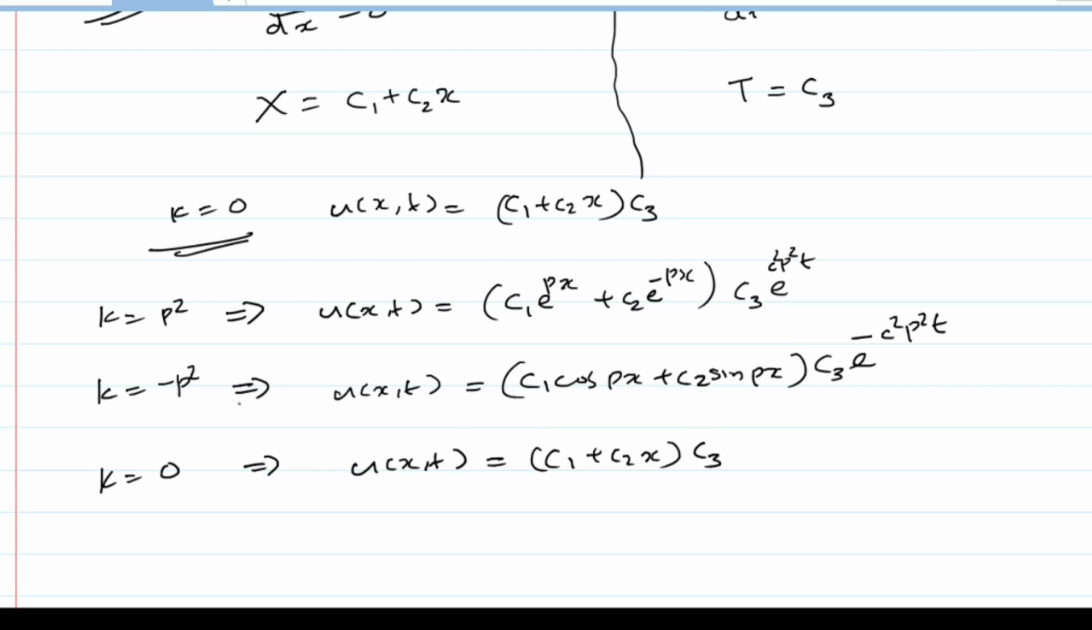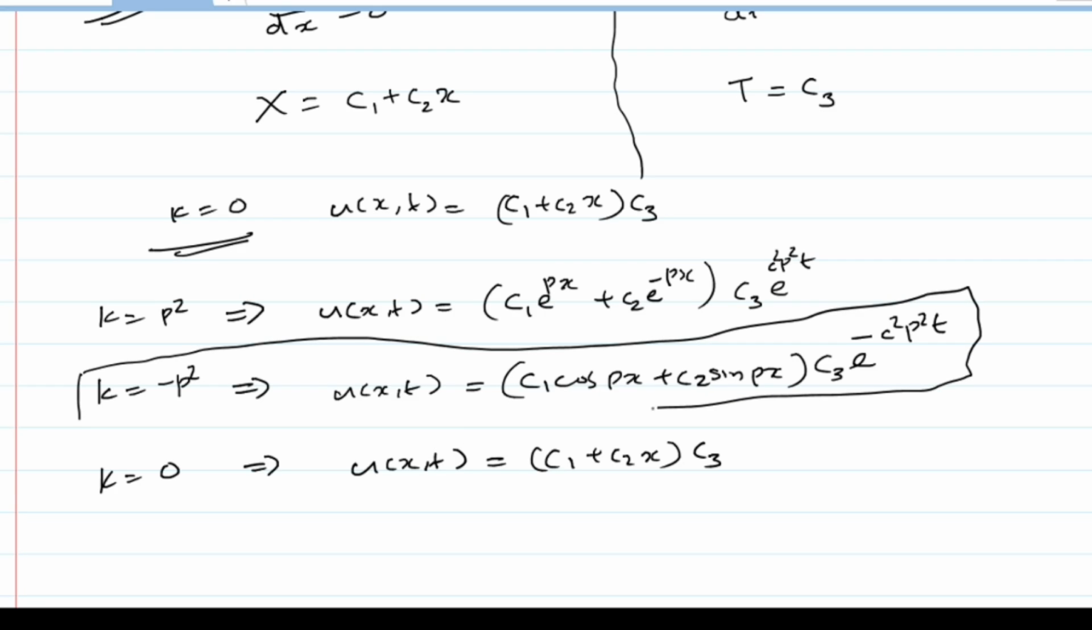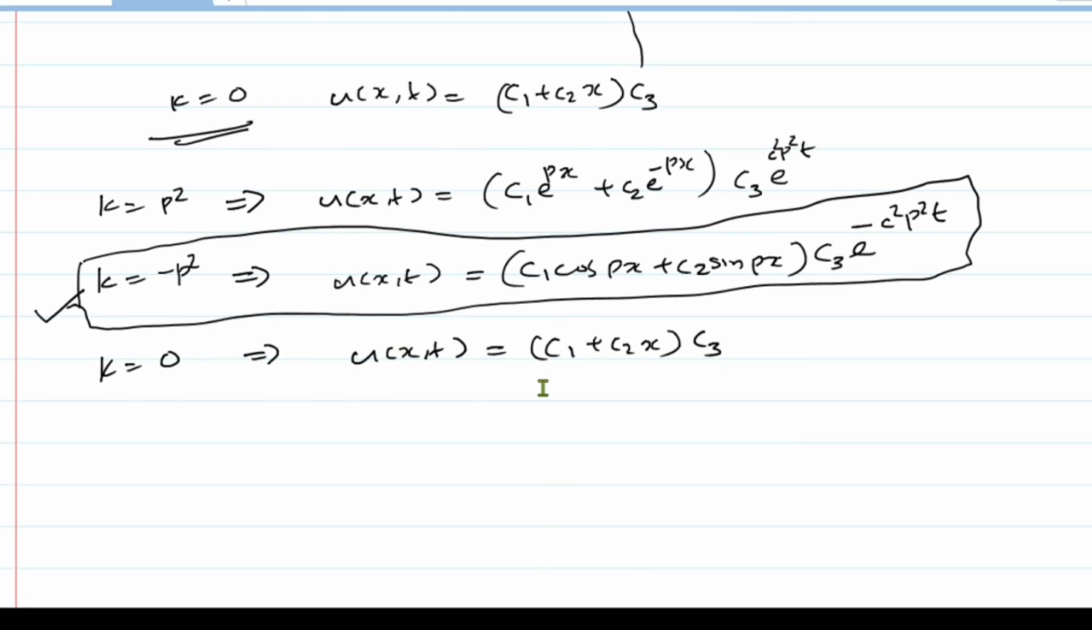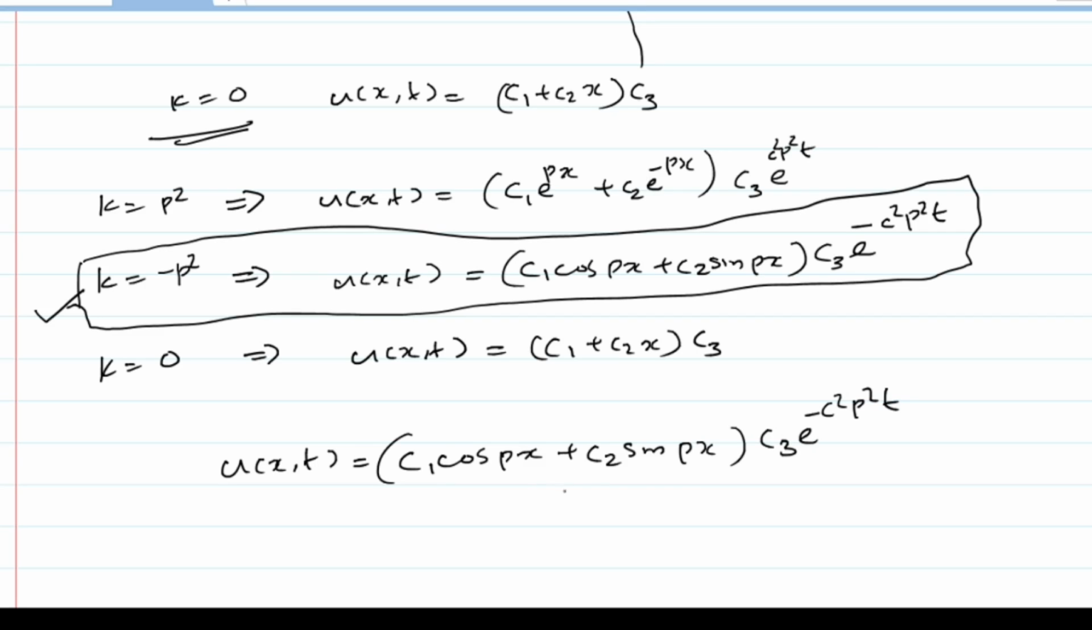Also, as we did in the case of the wave equation, only one solution matches the physical condition, that is the physical experiment. So we take this solution as our solution for the one-dimensional heat equation, that is u of x,t is equal to, this is the winner, c1 cos px plus c2 sin px into c3 e raised to minus c square p square t.